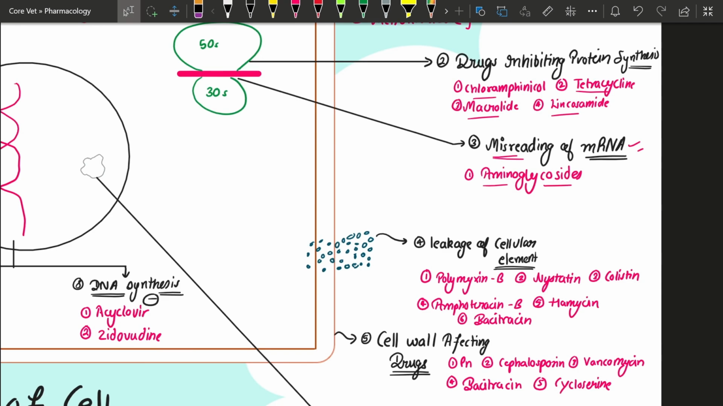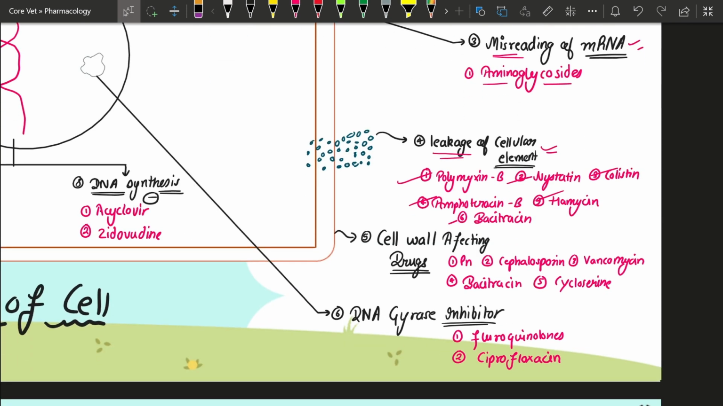Now, there may be leakage of the cellular elements. If there is leakage of the cellular elements, obviously the microbe is going to die, right? The cellular elements could be leaked by the use of polymyxin B, nystatin, colistin, amphotericin B, hamycin, and bacitracin. These are examples of classes of drugs that help in the destruction of the microbe by the action of leakage of the cellular elements, right?